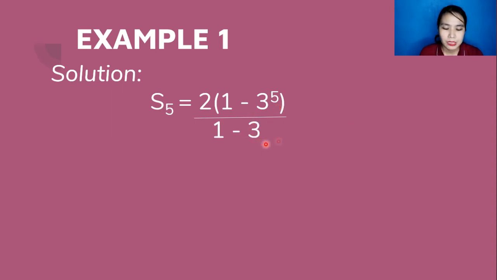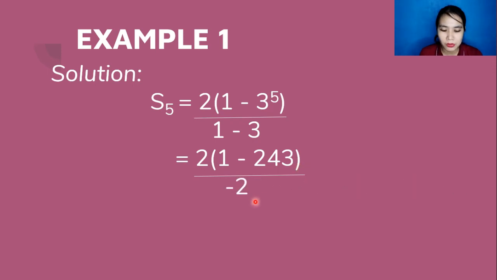Simplifying this, we get first 3 to the 5th power. So 3 to the 5th power is equal to 243. So 2 times 1 minus 243, over 1 minus 3, which is already negative 2. Then simplify 1 minus 243. It will give us negative 242.